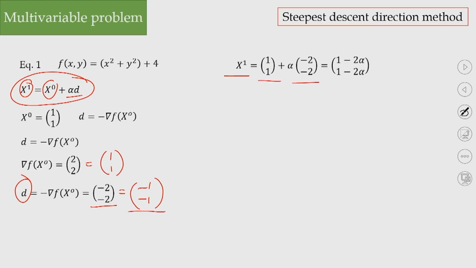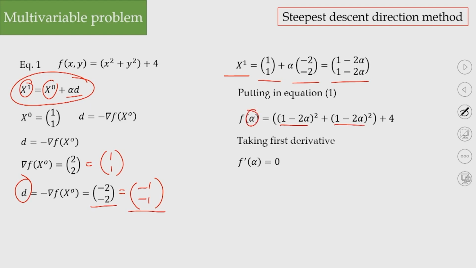So, d in this case is minus 2, minus 2. So, I am getting 1 minus twice alpha, 1 minus twice alpha. That means x equals 1 minus twice alpha, y equals 1 minus twice alpha. Put in equation 1, and so you are getting this is x square, this is y square plus 4.